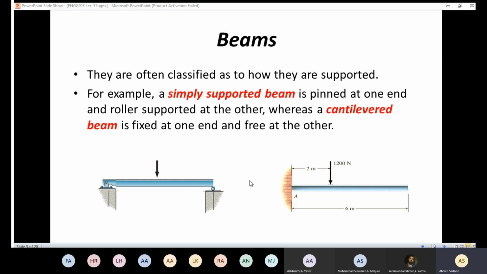When we say simply supported beam, it means that at one end I have a pin support, at the other end I have a roller support. If I say that we are dealing with a cantilever beam, that means at one end we have a fixed support and the other end is going to be free. Again, the beam is going to support the load. The load is going to be perpendicular to the main axis. Usually the beam is going to be long and straight, and the cross-sectional area is going to be constant.